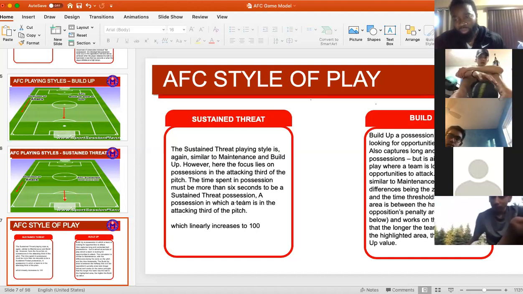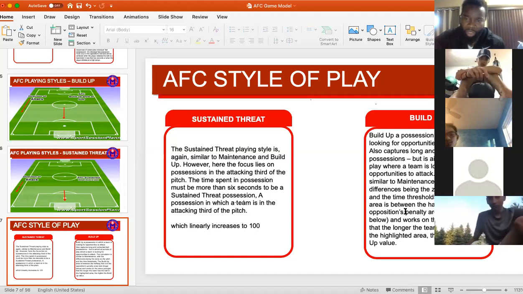So you must be very patient. You must have good timing. You must calculate very well, and you must circulate the ball. The ball has got to be in circulation, right? With the difference being the zone on the pitch and the threshold.